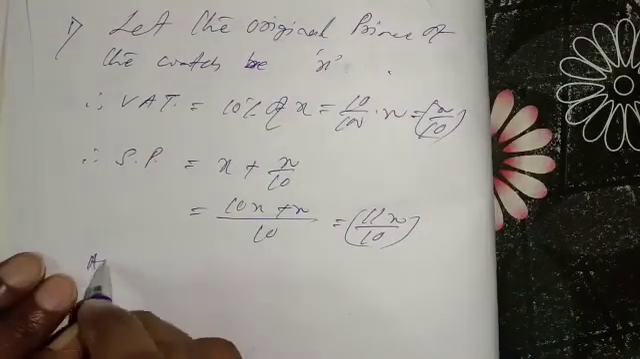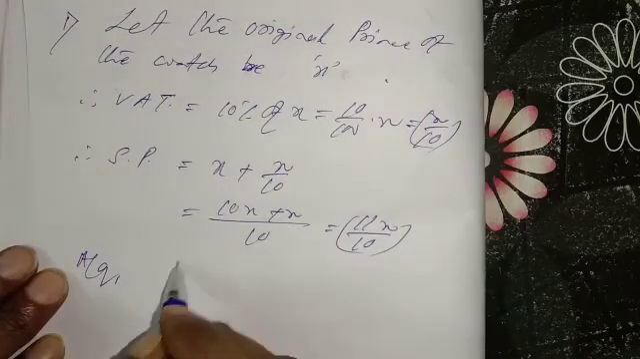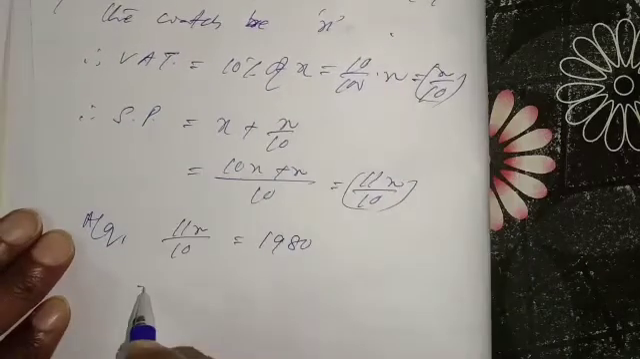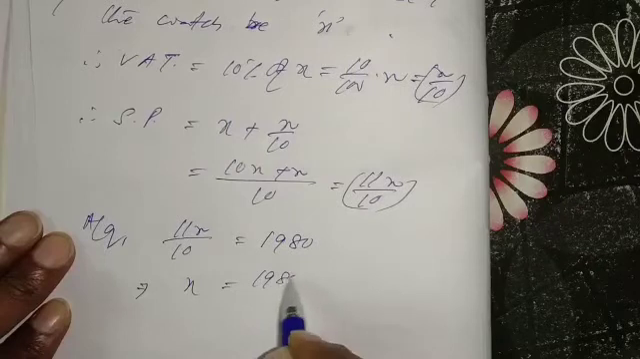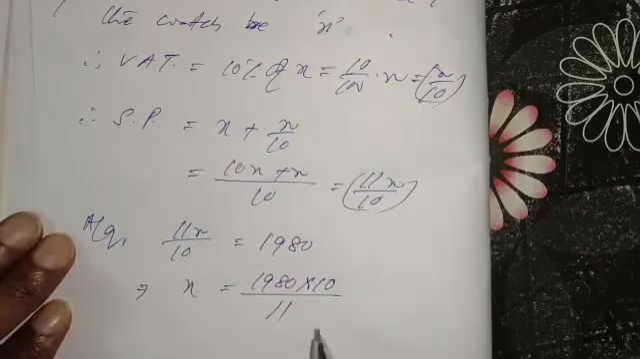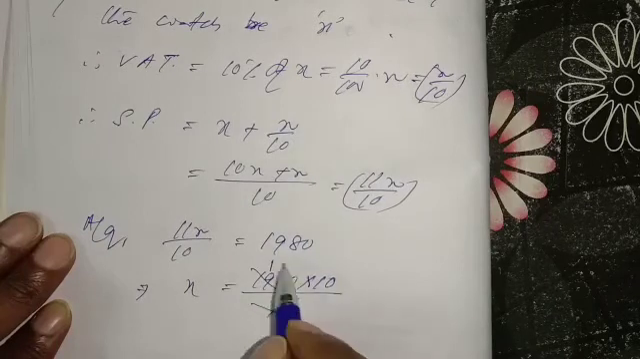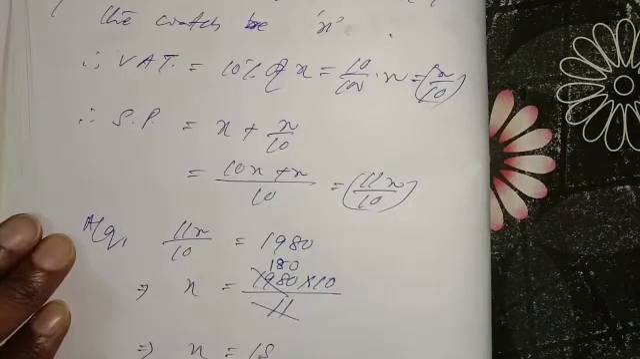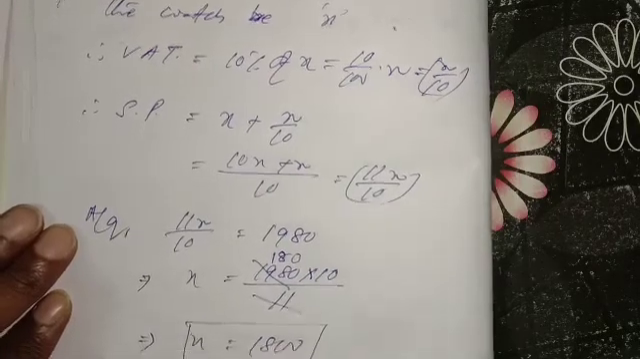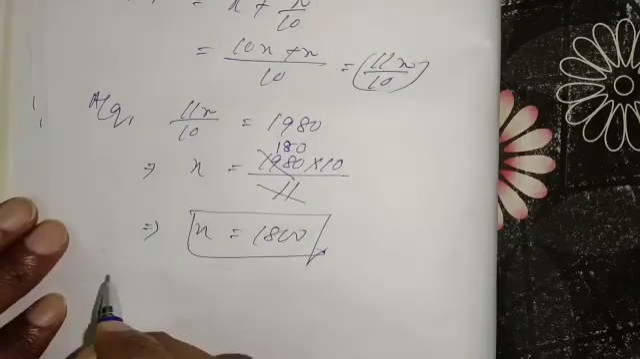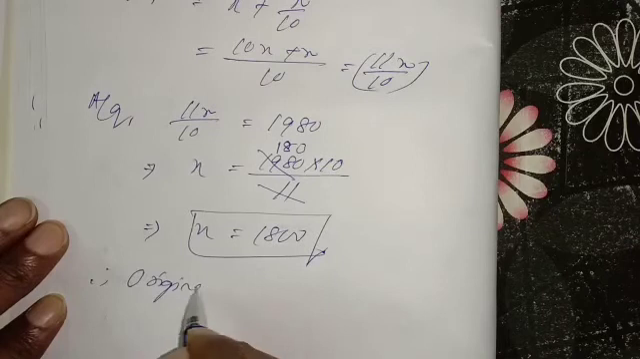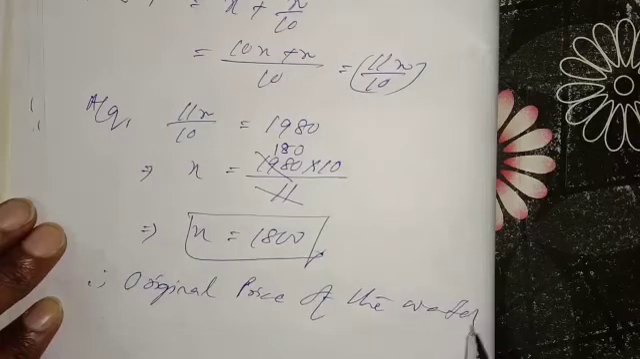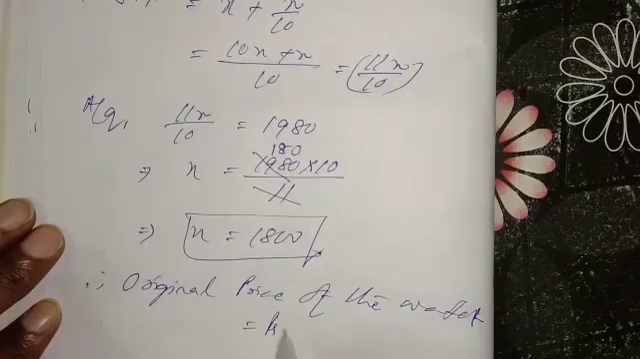According to the question, the selling price given is 1980. So this implies X will be how much? 1980 into 10 divided by 11. 11 ones are 11, 11 eights are 88, 0 is coming. 180 into 10, that is coming 1800. And this is the original price of the watch. Therefore, the original price of the watch is equal to rupees 1800.